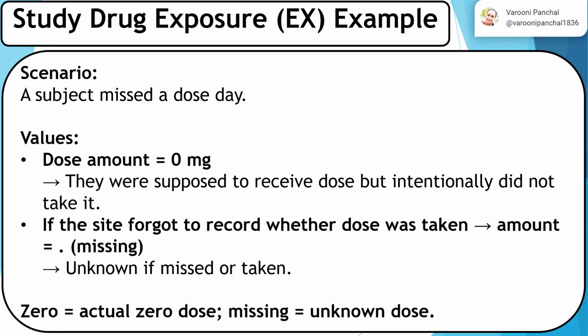Study drug exposure example. Scenario: a subject missed a dose. Values: dose amount is equal to 0 mg. They were supposed to receive the dose but intentionally did not take it. If the site forgot to record whether the dose was taken, that means amount is equal to missing. Unknown if missed or taken. 0 is the actual 0 dose, whereas missing is unknown dose.